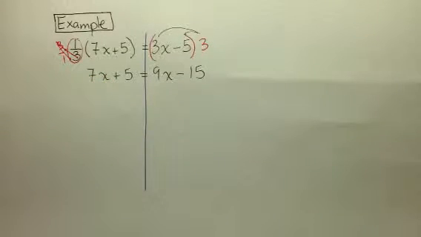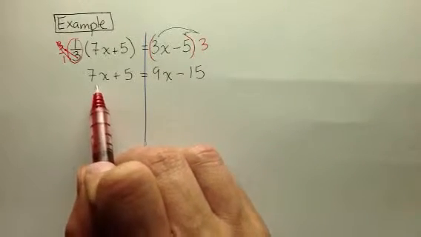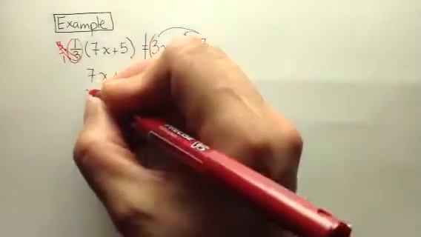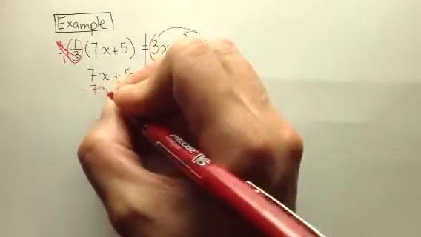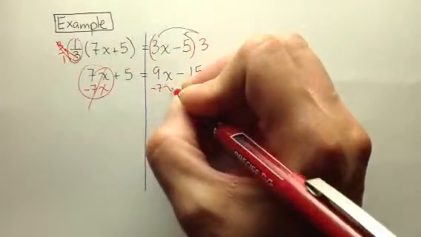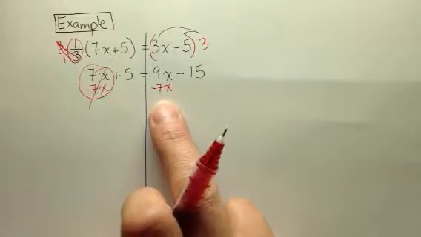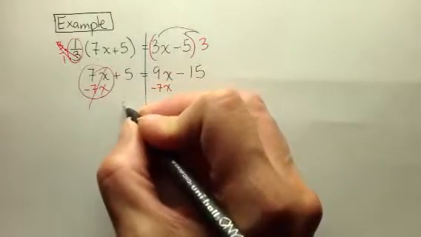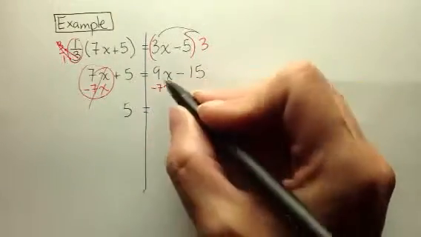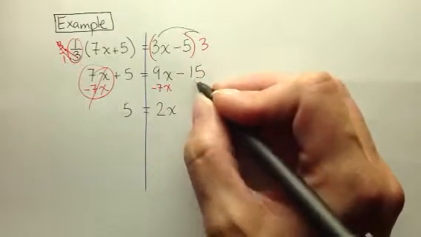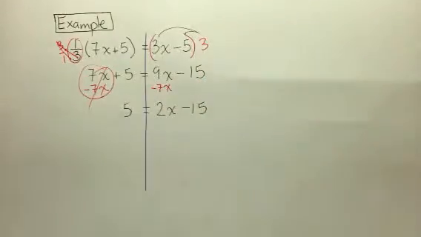I like to do the x's first because I'm always thinking, how can I make a positive? If I move the smaller one, I can make a positive. So in this situation, I'm going to move the 7x. So I'm going to do that by subtracting it. That's going to give me 0 over here. I'm going to subtract it from 9x, the like term, the variable term. So on the left side, adding 0, the identity property says that just leaves me with 5. On the right side, 9x minus 7x is 2x, and then I've got minus 15.